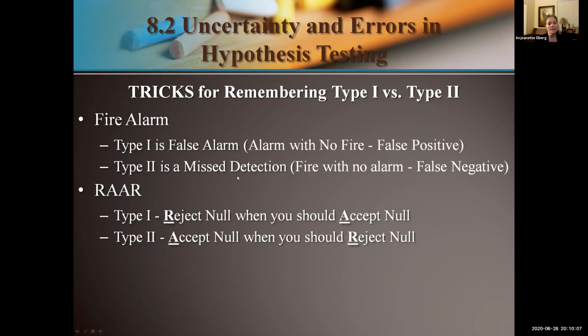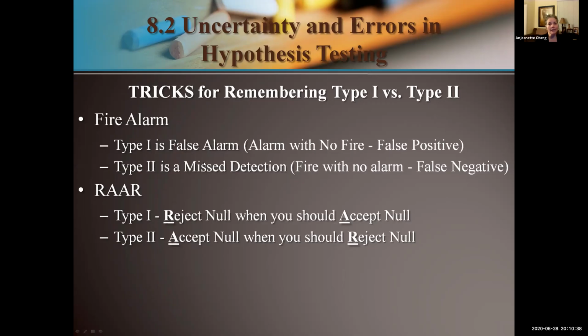Type 2 is like the house burning down and the fire alarm never going off. It's a false negative. It's not telling you that there's something there when in fact there was. So it missed it. It did not detect the evidence of a fire, and so, you know, it's bad. So type 1 is saying there's a fire when there's not, a false positive. Type 2 is a false negative, saying there isn't a fire when there is.